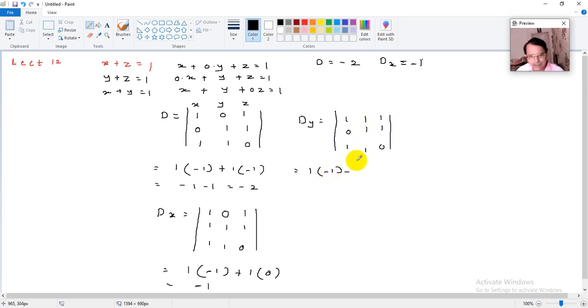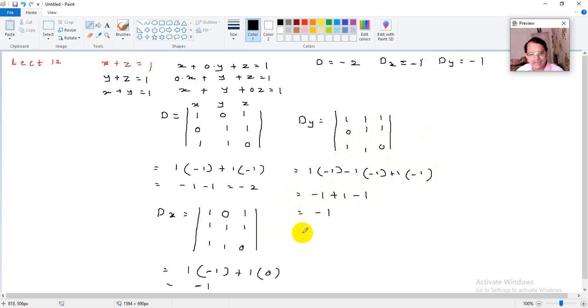Then it is 1 here. So I will write minus 1. And now which determinant? This row and this column you will delete. So the remaining determinant is 0, 1, 1, 0. So its value is 0 into 0, 0 minus 1. So it is minus 1. And plus 1 into now this determinant. This row and this column you will delete. So it will be 0 into 1, which is 0 minus 1. So it is minus 1. So what do we get finally? Minus 1. Then this is plus 1. And this is minus 1. So the final answer is minus 1. So you can write dy is minus 1.